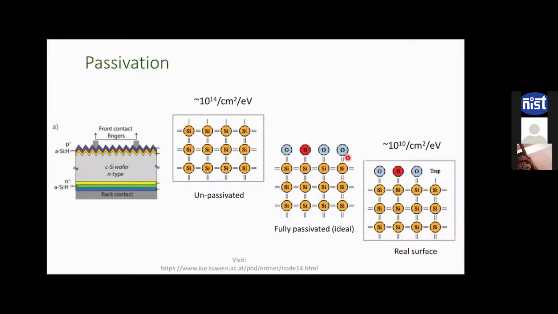So this shows a fully passivated silicon surface, but it is an ideal condition. It is not actually so easy to get a fully passivated surface. It is very tricky to achieve experimentally. So in a real surface, if you can manage to reduce the defect concentration to 10 to the power 10 per centimeter square per electron volt, then you are good to go with any kind of device structure.